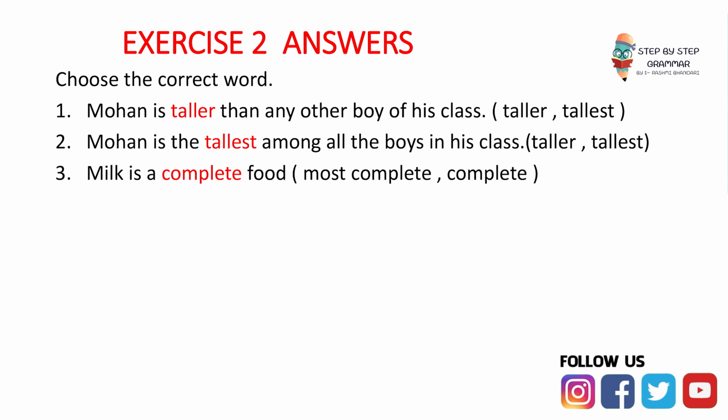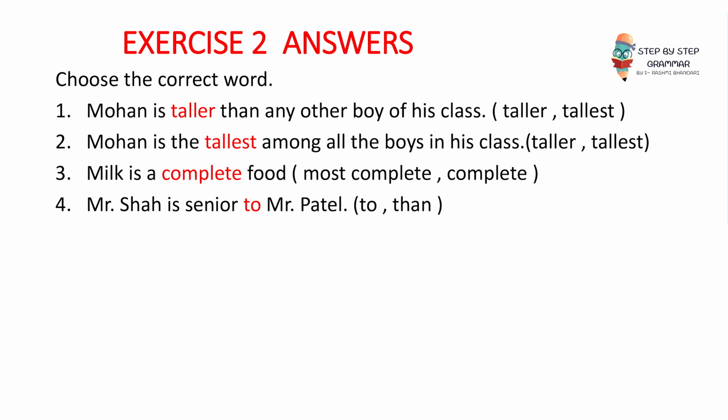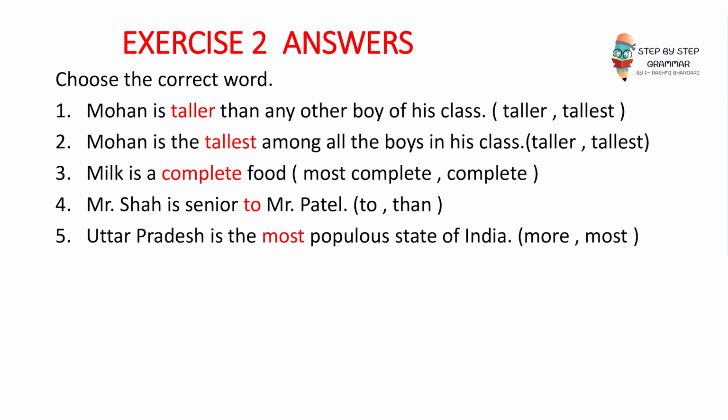Then next you had to choose between "to" and "than", and the word senior. Senior, junior, elder, older, all these will not take "than", they will take "to". So Mr. Shah is senior to me. Then Uttar Pradesh is the dash populous state of India. We are talking among all the states of India. So should it be more or should it be most? It should be most. So Uttar Pradesh is the most populous state of India.